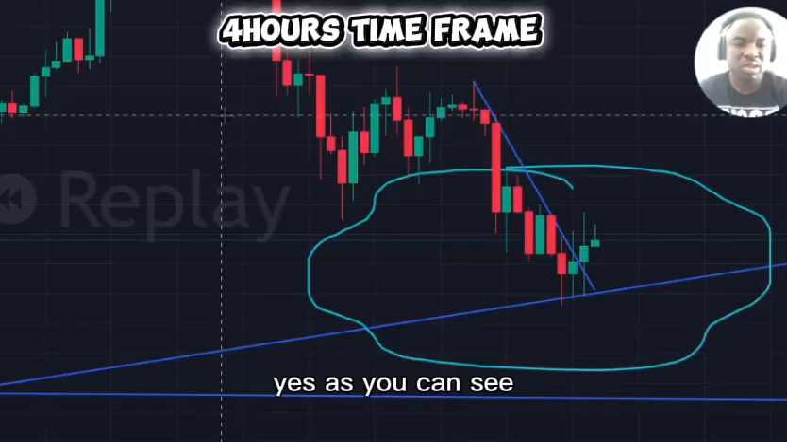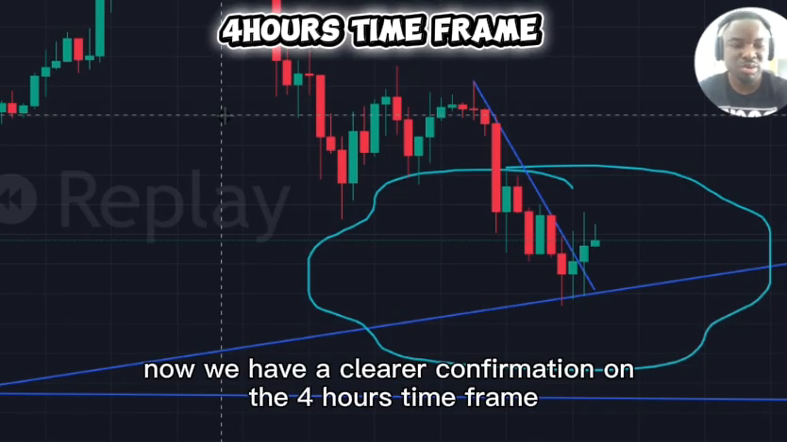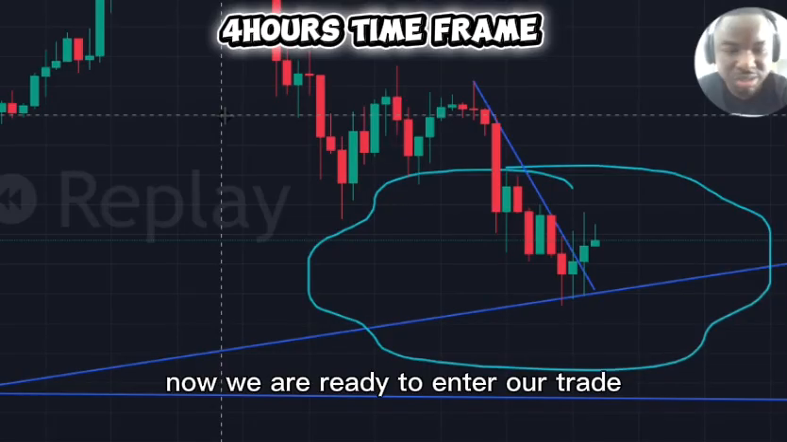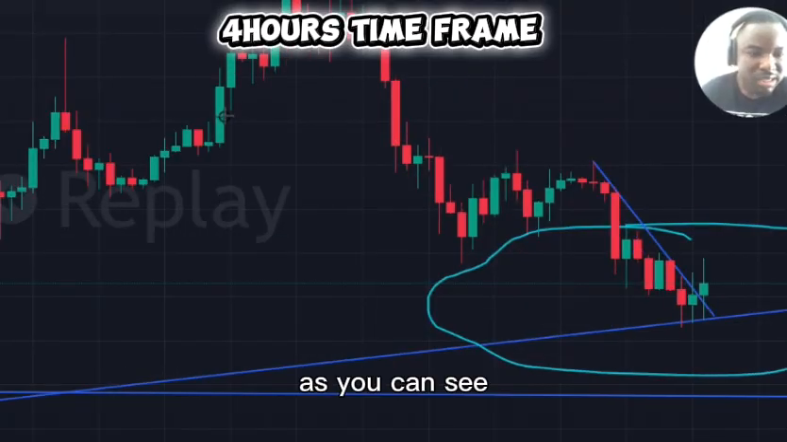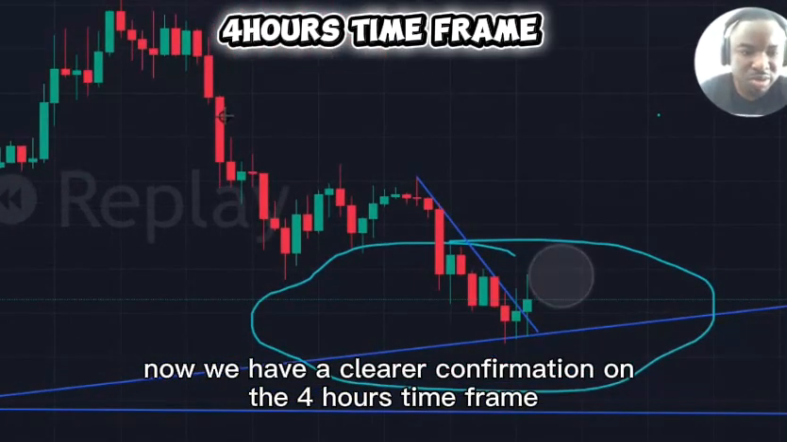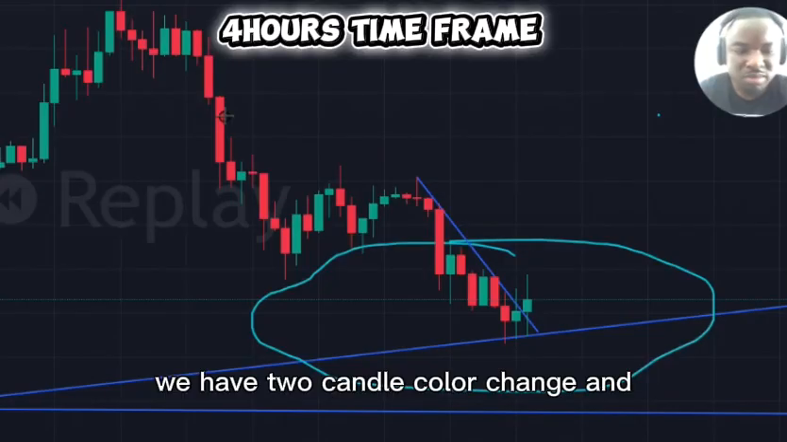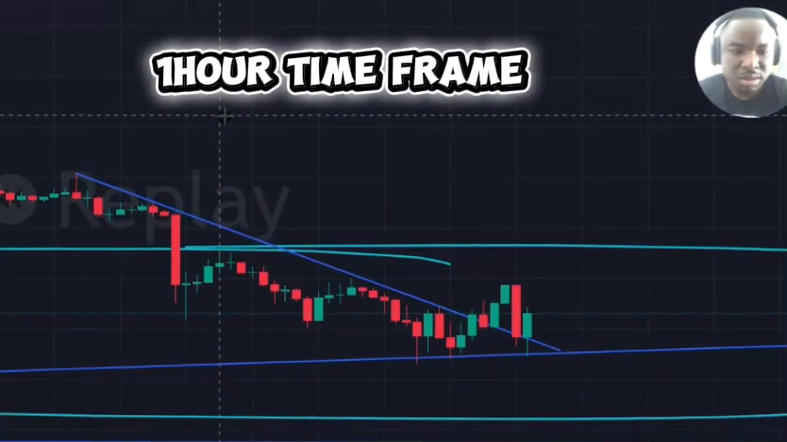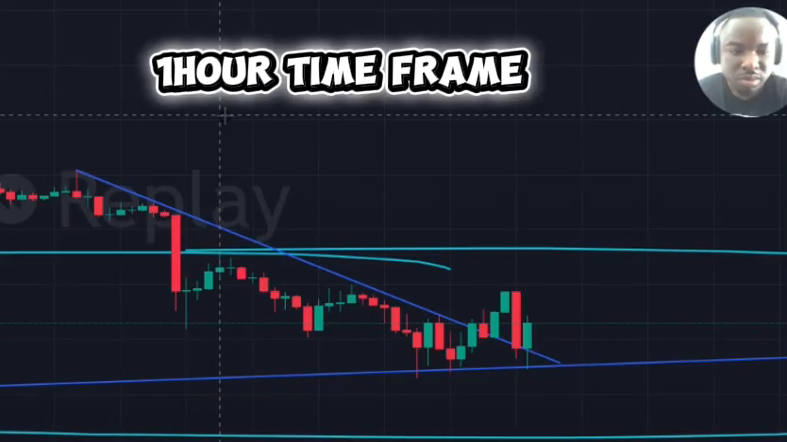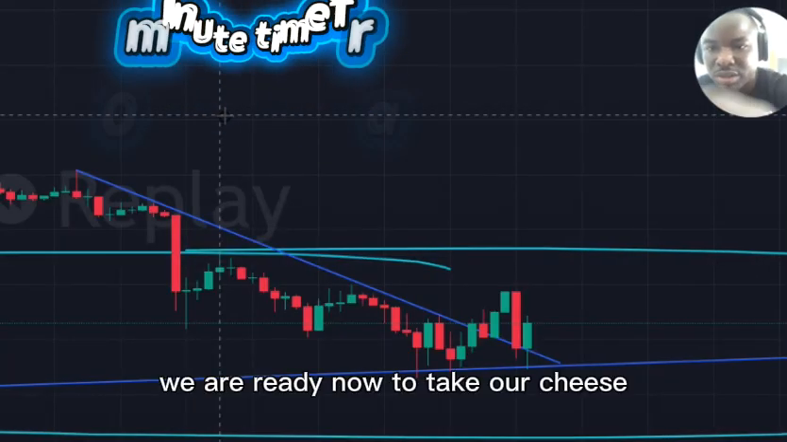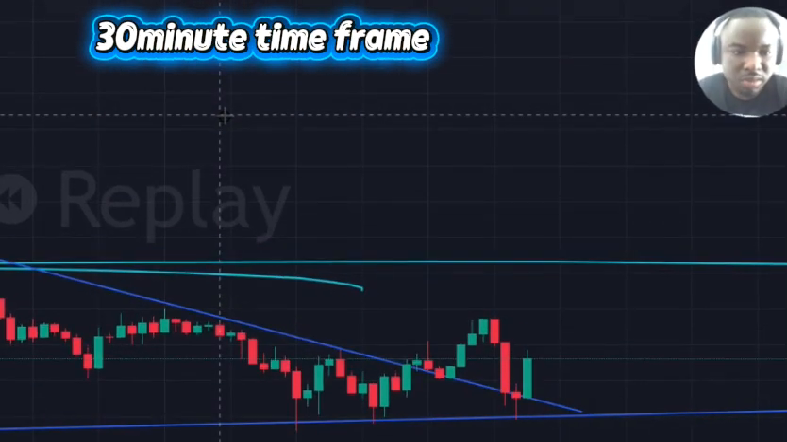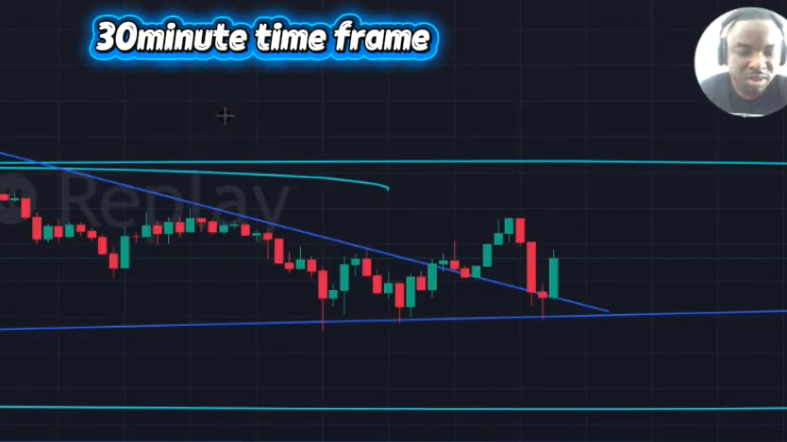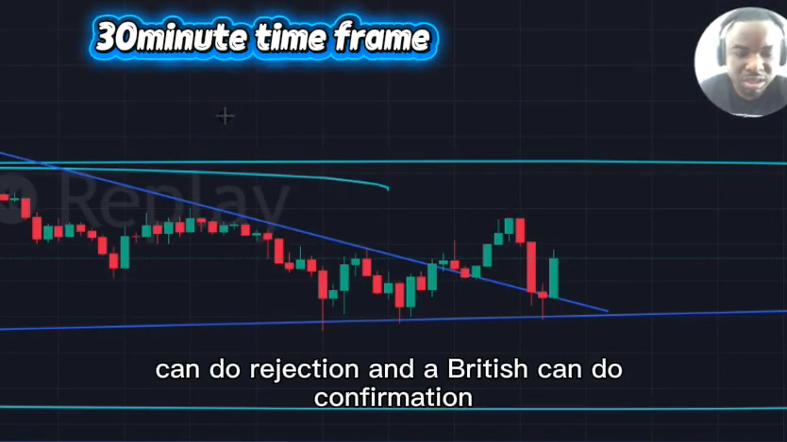Yes, as you can see now, we have a clearer confirmation on the 4 hours time frame. We have 2 candle color changes, and now we are ready to enter our trade. On the 30 minutes time frame, we have a doji candle rejection and a bullish candle confirmation.